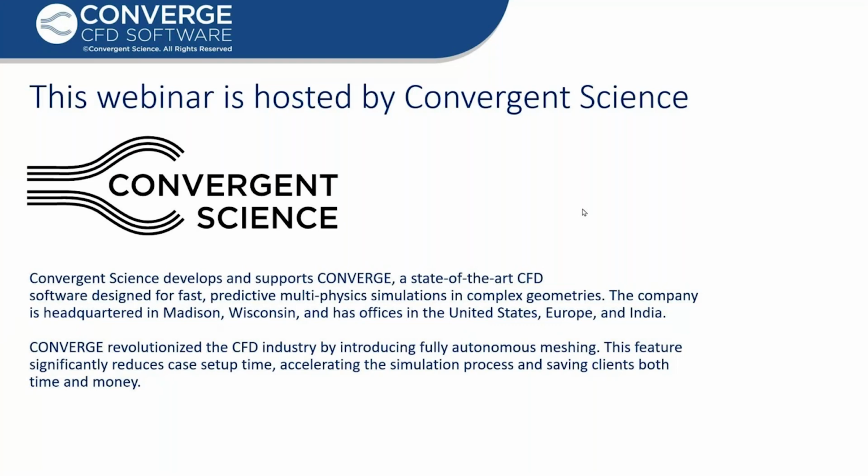I'm glad I can be here with you today and learn the latest updates about Positive Displacement Compressor modeling with Converge CFD. Convergent Science is a rapidly growing computational fluid dynamics software company. Our flagship product, Converge, is an industry-leading CFD solver used around the globe to simulate fluid flows in complex systems. Converge features truly autonomous meshing, which eliminates all user meshing time and helps provide fast, accurate results for our clients.